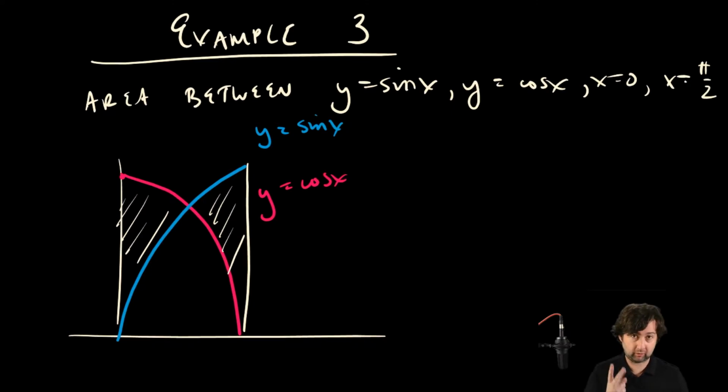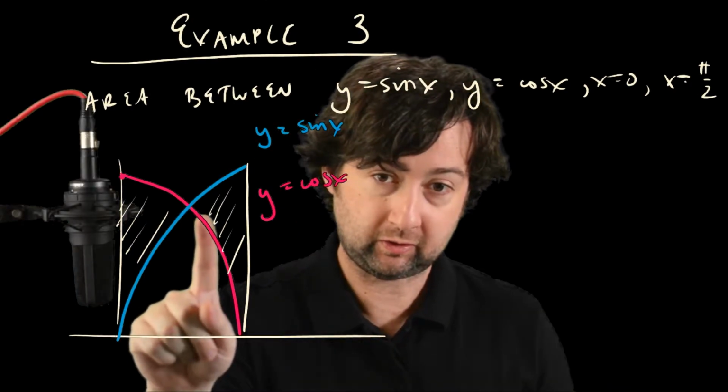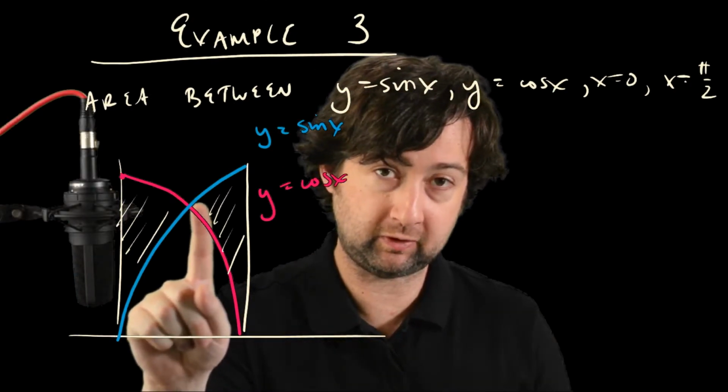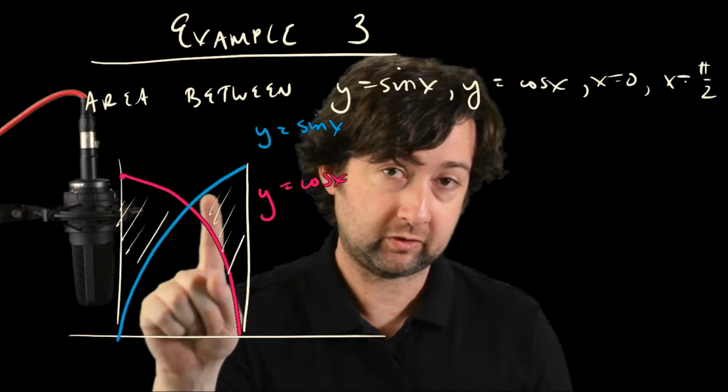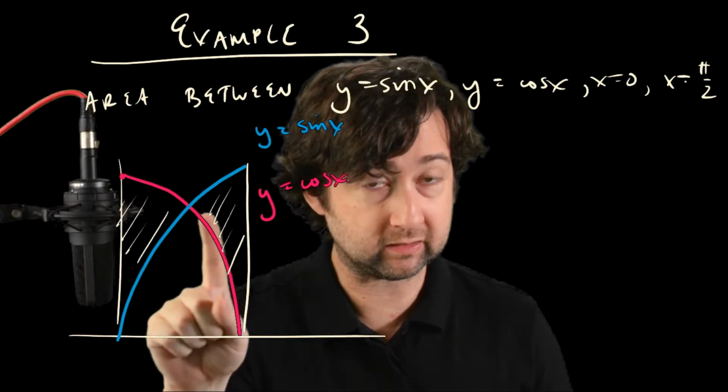I know I need two regions, and what's going to cause the split in the regions is going to be this point of intersection between the two curves. So this is the breakpoint between the two regions that I need to work with. So that means I need to know where that breakpoint is.